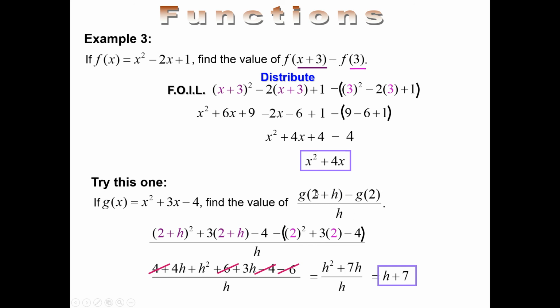Okay, this is what's called the difference quotient. That's something that you would see in calculus. And there actually is a shortcut to it that you would learn in calculus too. But you've got to understand what we're actually doing with this. We're actually finding the slope of a tangent line at that given point of 2.